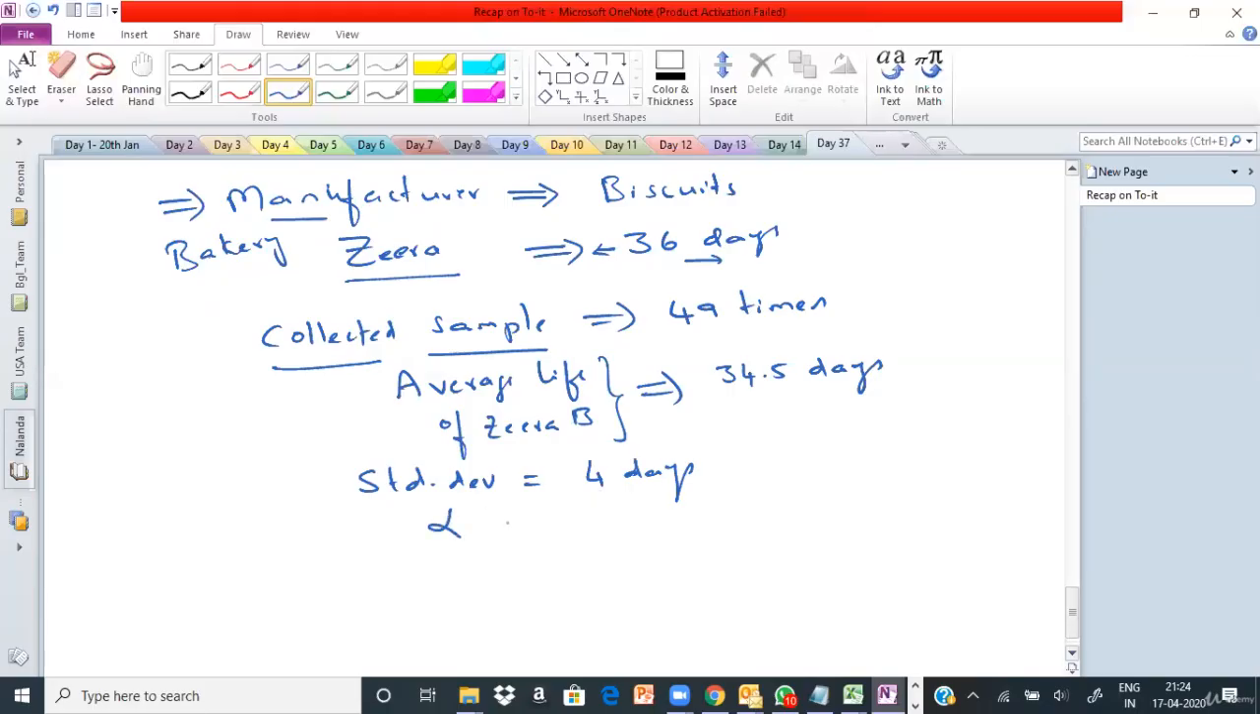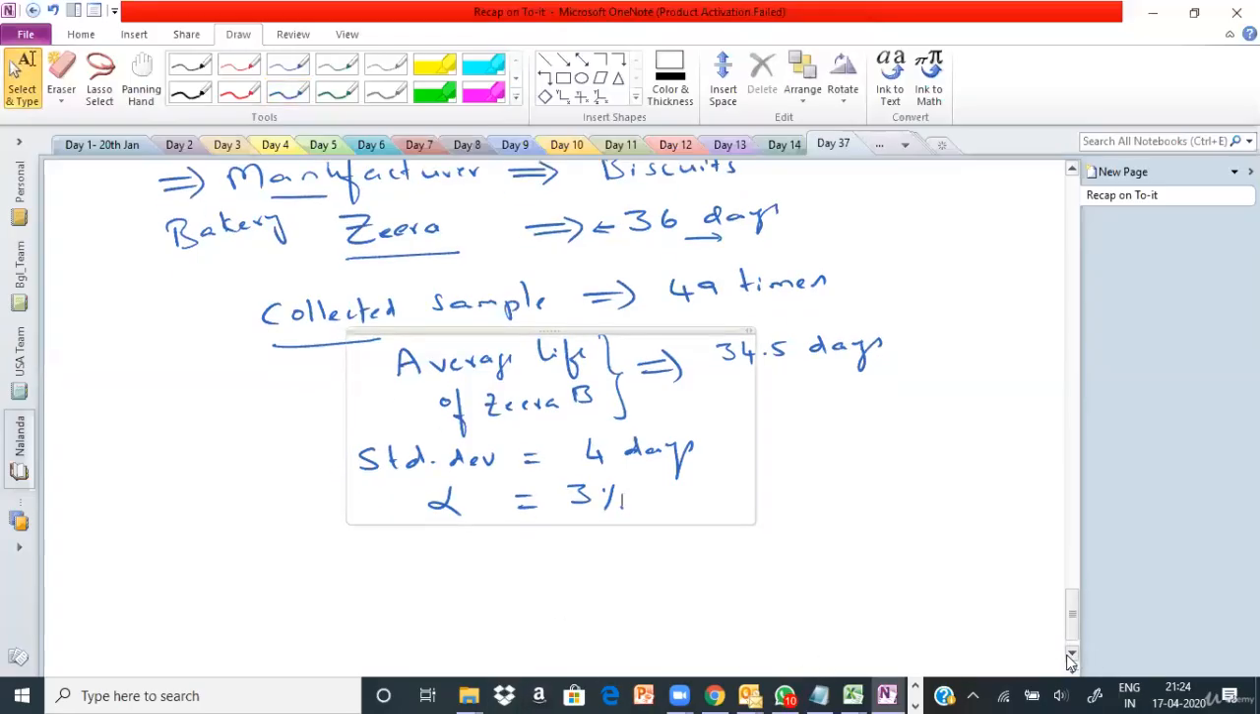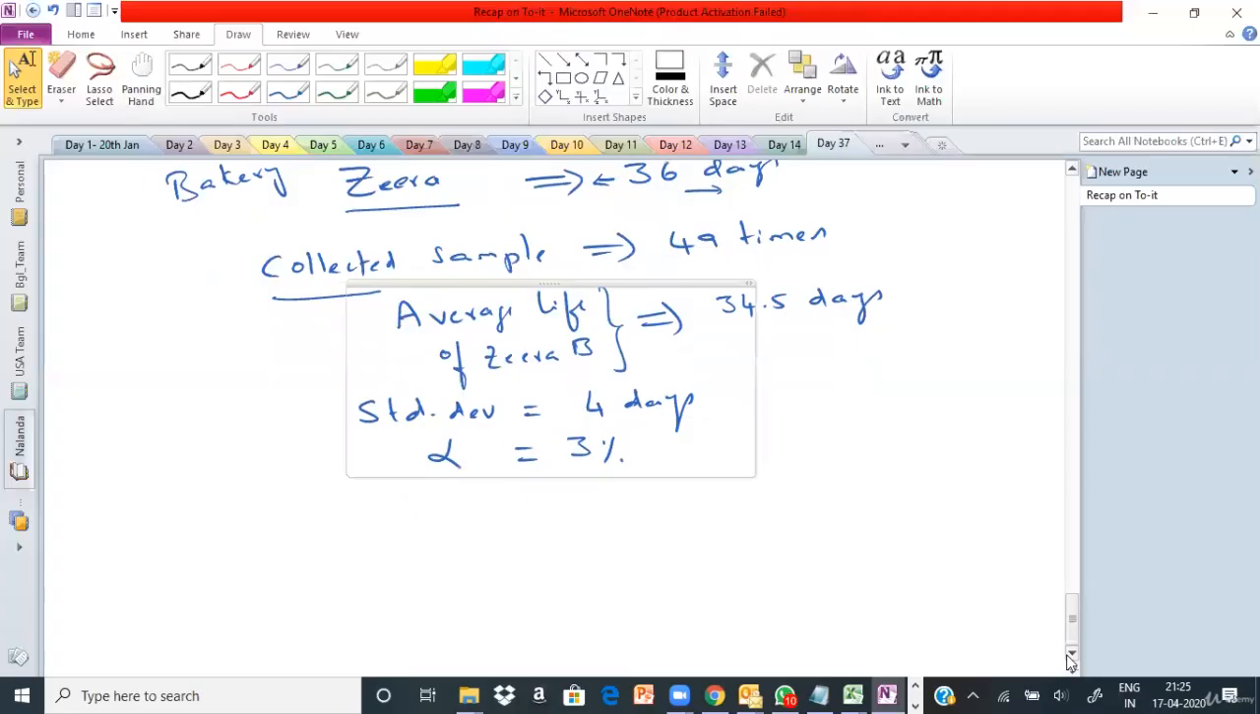Now here I am taking my alpha as 3%. This is your business problem. In this context, now I want to solve the problem using the p-value method. Almost the same steps, with a little change here.